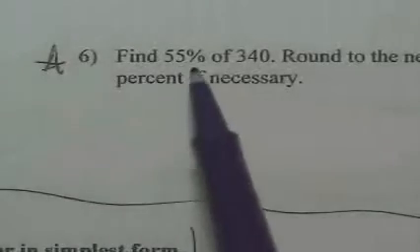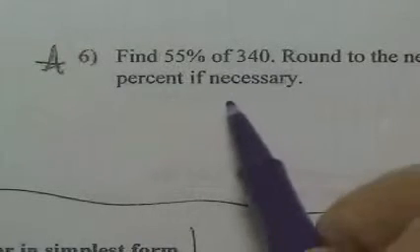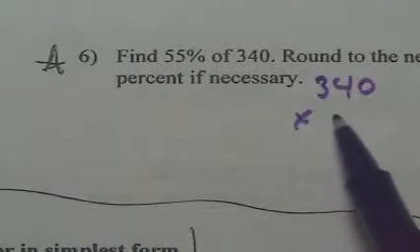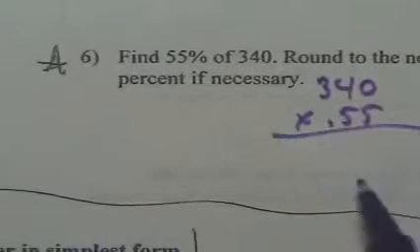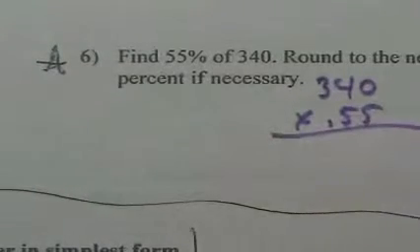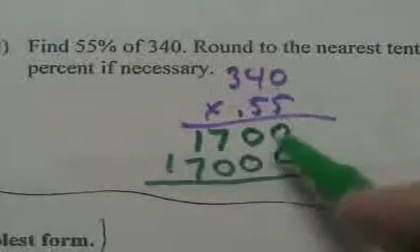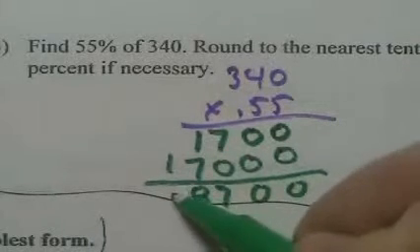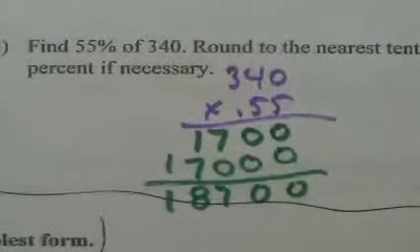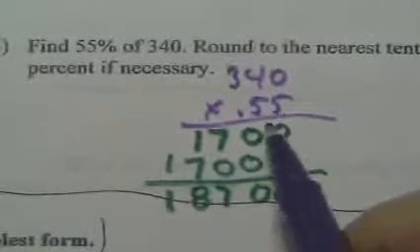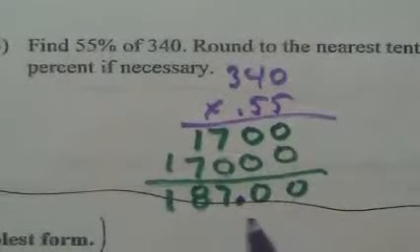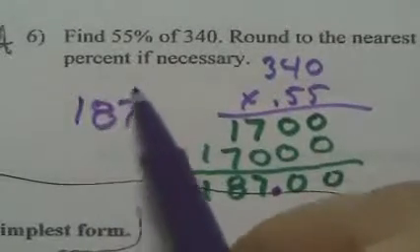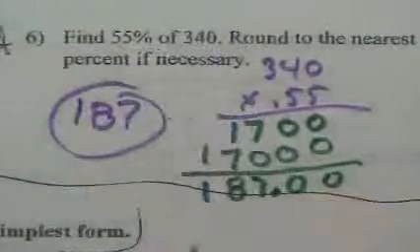Number 6 is find 55% of 340. So I'm going to take 340 times 0.55. Just make it a decimal, 0.55. And if I multiply that out, I end up with 18700. And I move the decimal over 2 spaces. I get 187. So the answer is 187. That's 55% of 340.